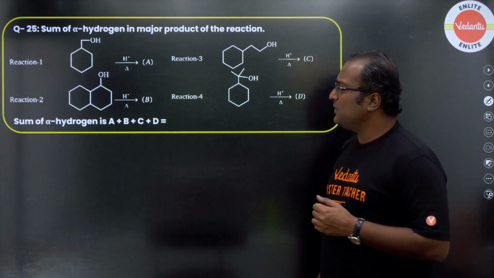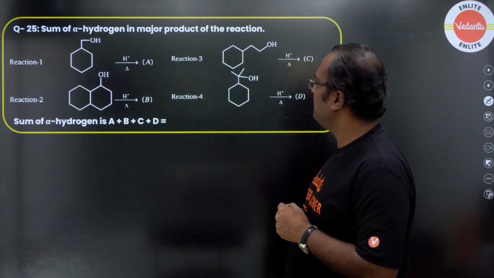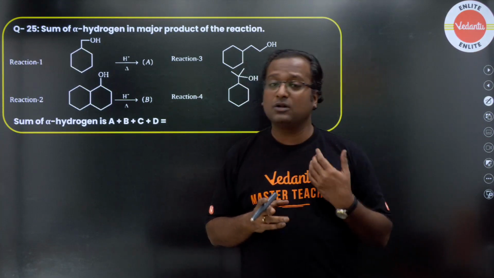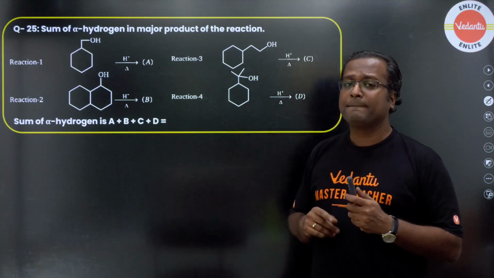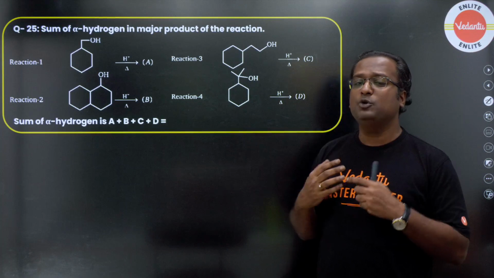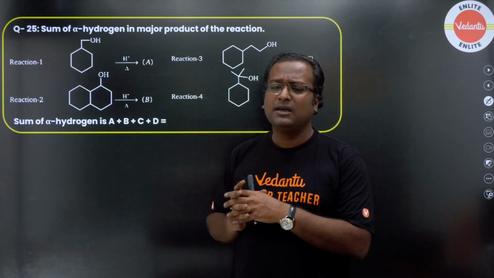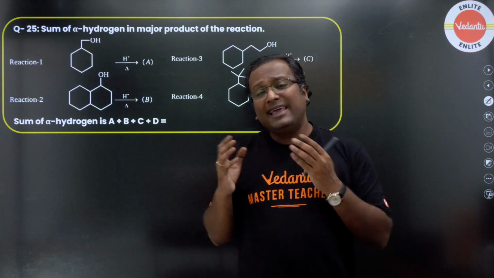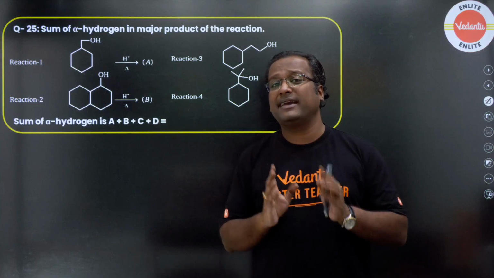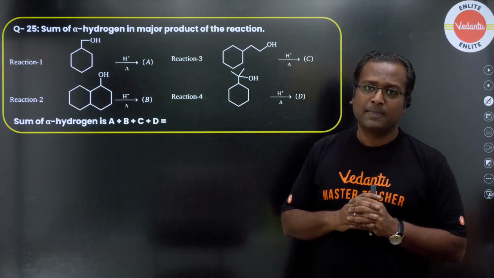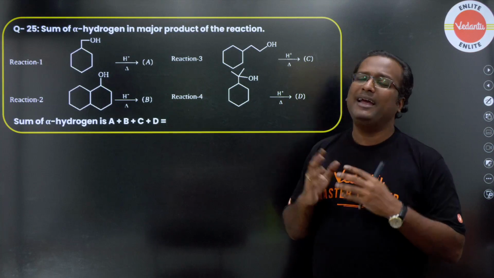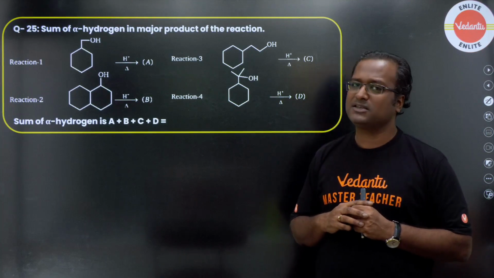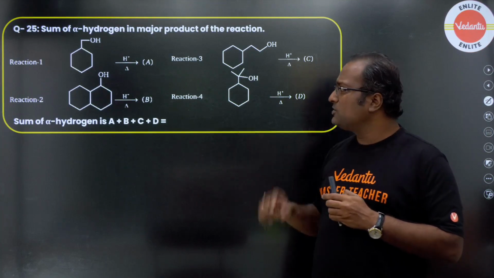Now, the next question says sum of alpha hydrogen in major product of few given reactions. Such type of questions are also a hot favorite of JEE Advanced paper setters. Why? One, it allows them to check the dehydration mechanism, one of the very important mechanisms, because you have to form a carbocation, you have to rearrange. Then the second part is identifying the correct number of alpha hydrogens. So dehydration, correct product, and identification of the correct number of alpha hydrogens both become very crucial in solving such type of questions. So let's approach them one by one.